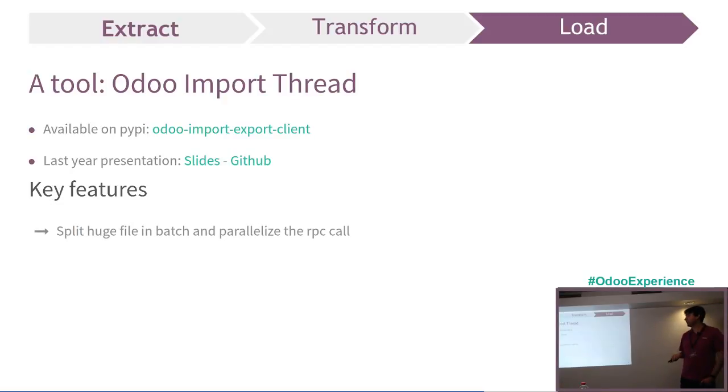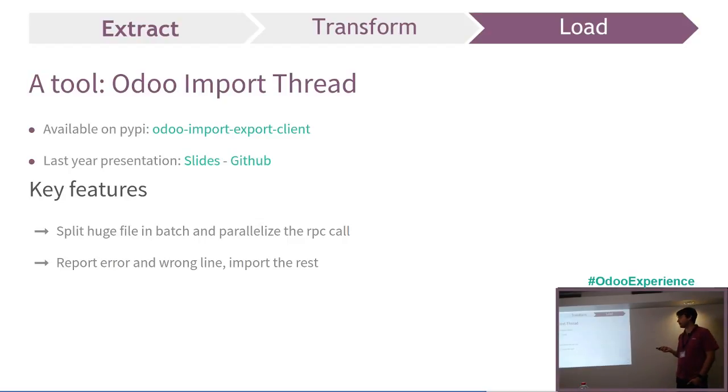The key feature: it splits huge files into batches and parallelizes them in RPC. So you can say, split my file of, I don't know, 20,000 partners into batches of 200 and load them four requests at the same time. Of course, your server needs to be sized to be efficient with four requests at the same time. Or it could be more, it could be 9 or 10. Be careful if you use this tool on a system that is already used by users. Don't use all the workers, otherwise users won't be able to do anything.